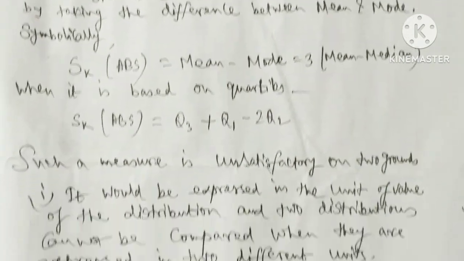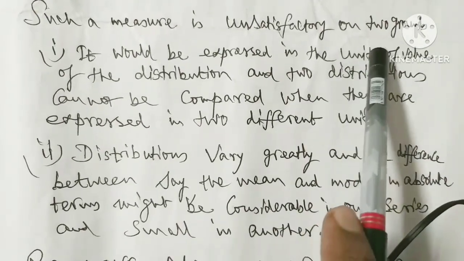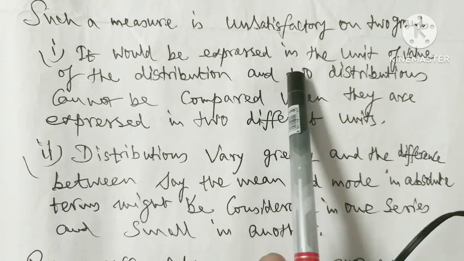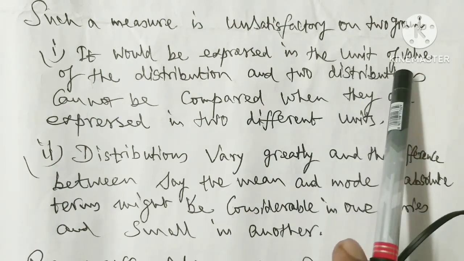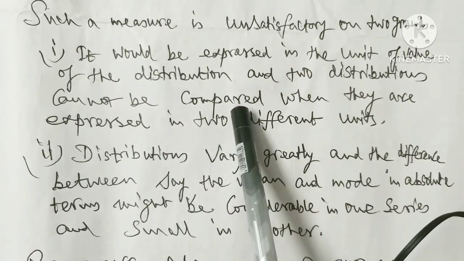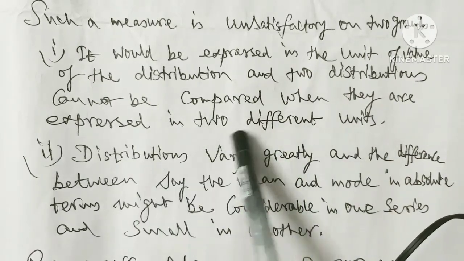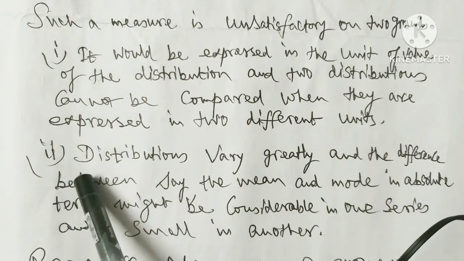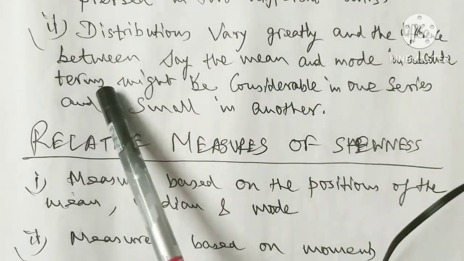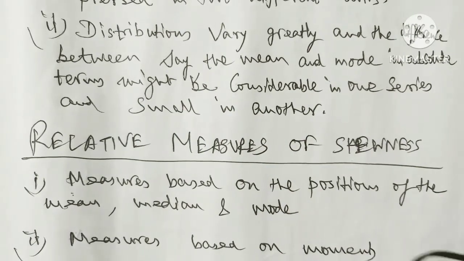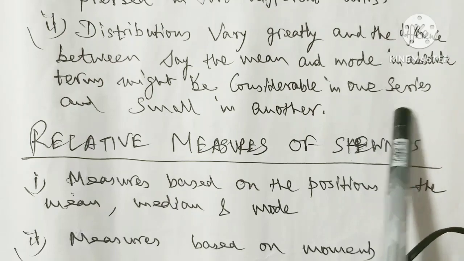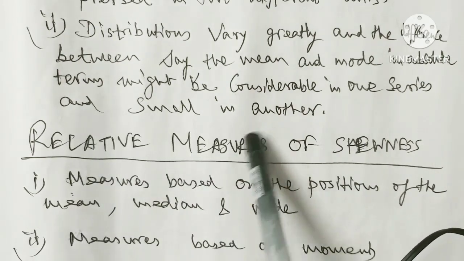Such a measure is unsatisfactory on two grounds. Number 1, it would be expressed in the unit of value of the distribution, and two distributions cannot be compared when they are expressed in two different units. Number 2, distributions vary greatly, and the difference between, say, the mean and mode in absolute terms might be considerable in one series and small in another.